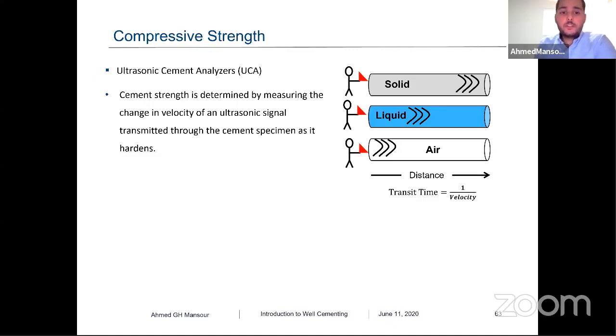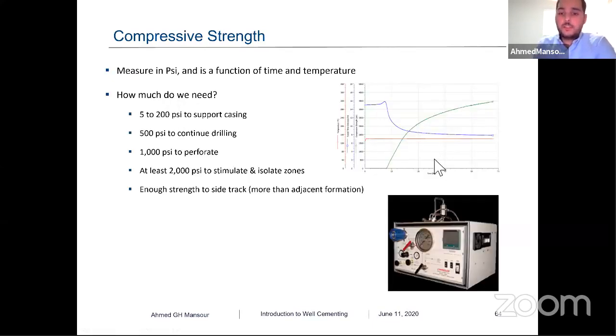The compressive strength test determines how long it's gonna take the cement to develop strength to support the casing or to start fracking. The main concept behind this machine is measuring the change in velocity of an ultrasonic signal transmitted through the cement. Whenever we have solid cement, the velocity is high and transit time is low. Whenever we have liquid cement, the velocity is low and transit time is high. From that concept, we have this chart.